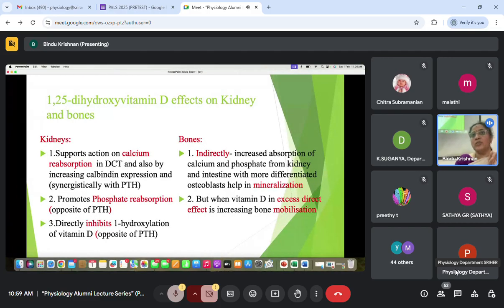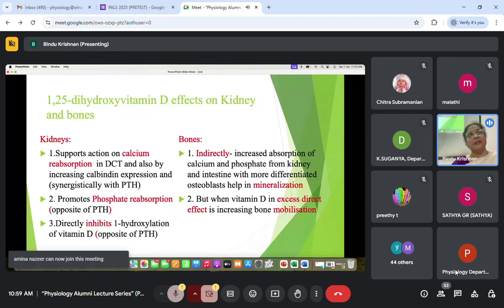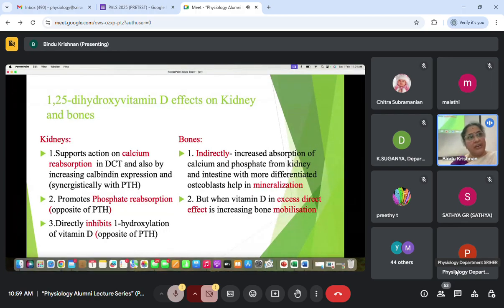Now coming to the bones, the role of vitamin D in bones. It has two effects here again. Indirectly, it helps in mineralization because it has helped increase absorption of calcium and phosphate from the intestine and from the kidney. So I have more calcium and phosphate, so it can help in bone mineralization, right? But vitamin D in excess has the opposite effect. It increases bone mobilization or resorption, right? So it is better to be aware of this before telling anyone to take 60K every day or something like that.